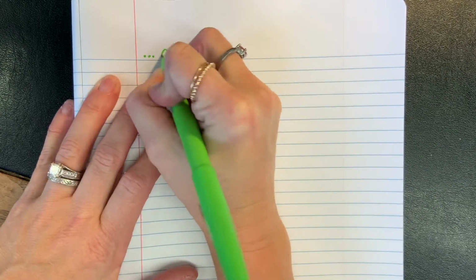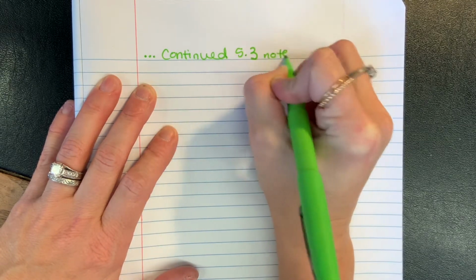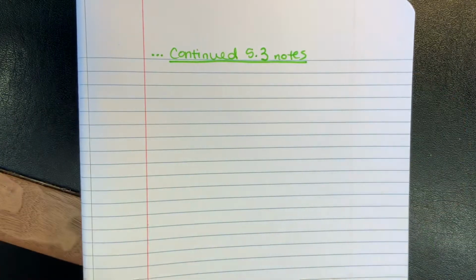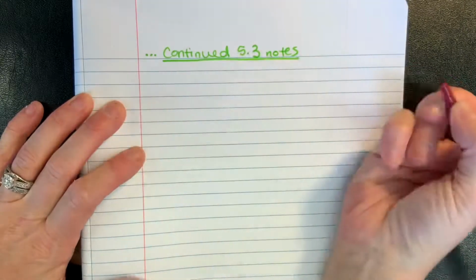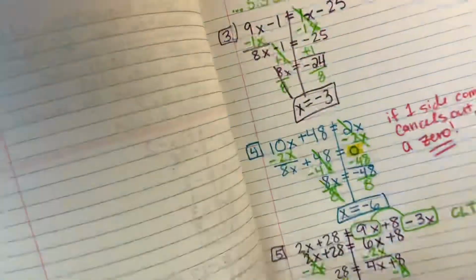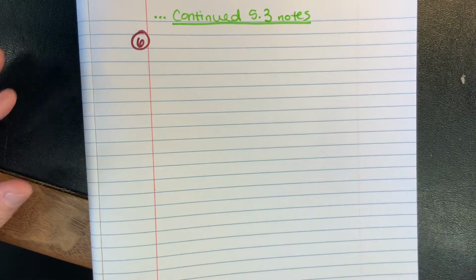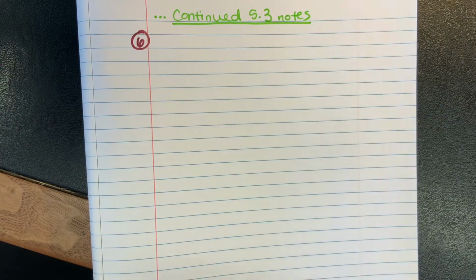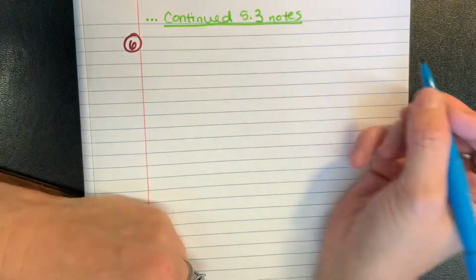So I'm just going to hit continued, 5.3 notes. Again, just going to add in that distribution step. We had number 5, so I'll just start with number 6 since it's the continuation there. Okay, this marker's a little too thick. Okay, here we go. Example number 6.